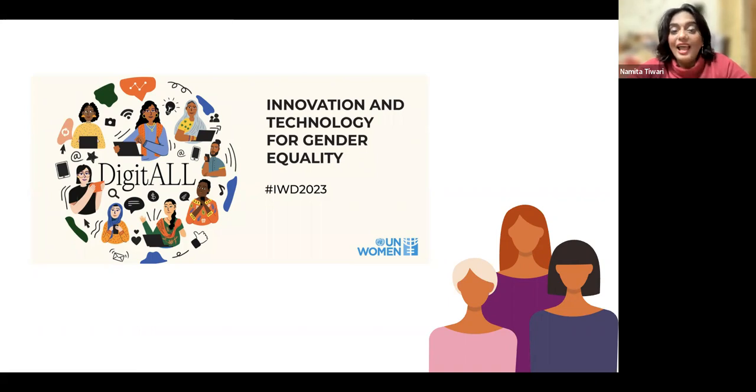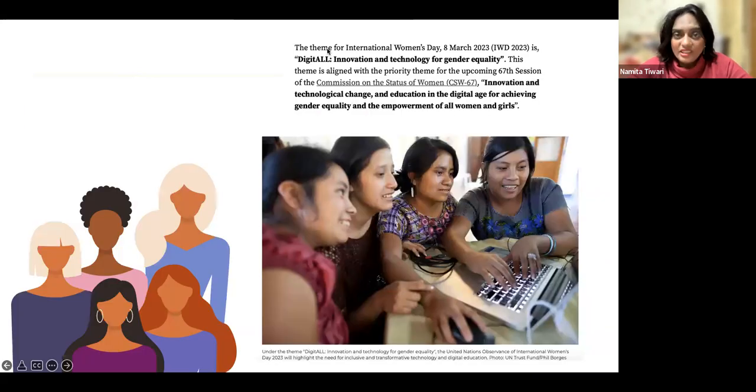IWD this year. And there are some more data points around it: the theme of International Women's Day is aligned with the priority theme of one of their SDGs. And the 67th session of the Commission on the Status of Women, CSW 67, is being celebrated. There's a lot of focus on innovation and technological change, education of women, and empowerment of women and girls.